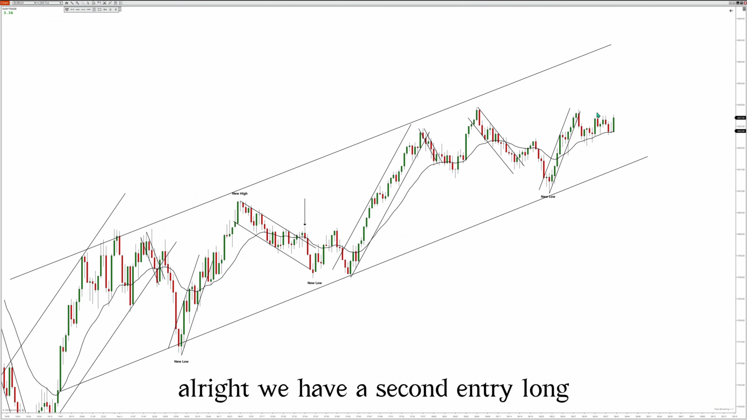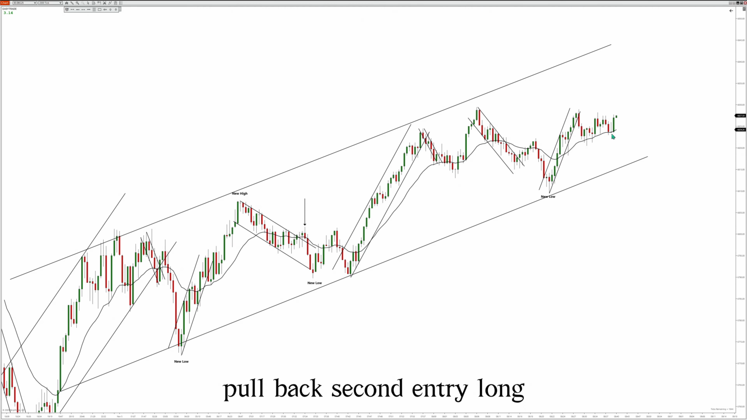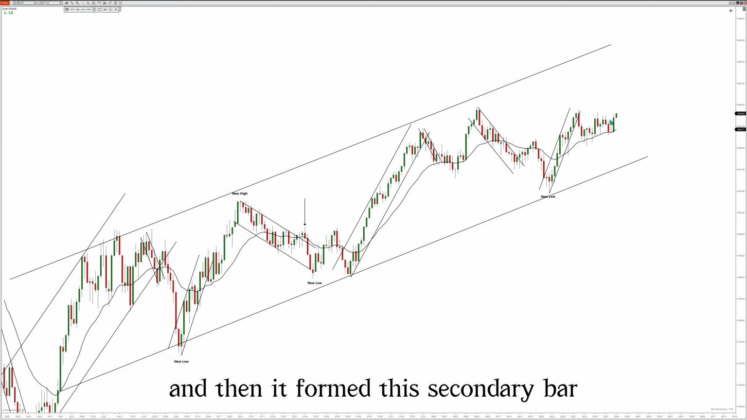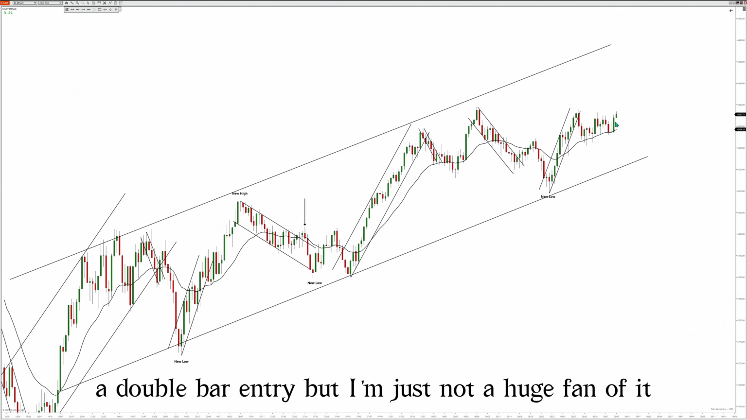Alright, we have a second entry long. You can see new high, first entry long, pullback, second entry long when it broke above this bear pin bar right here. And then it formed this secondary bar. Now you can enter this on a second double bar entry, but I'm just not a huge fan of it.